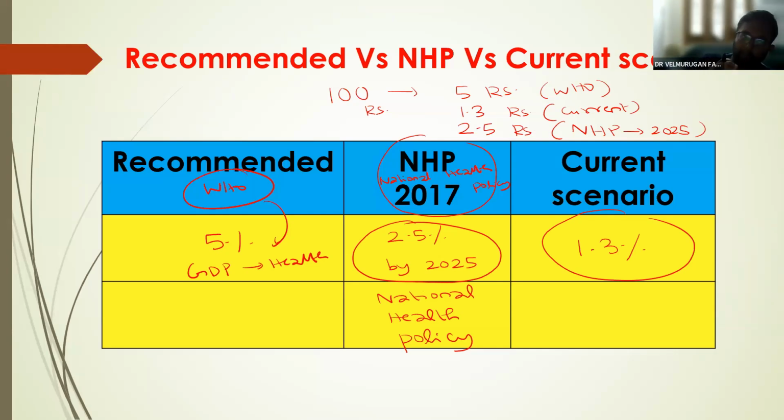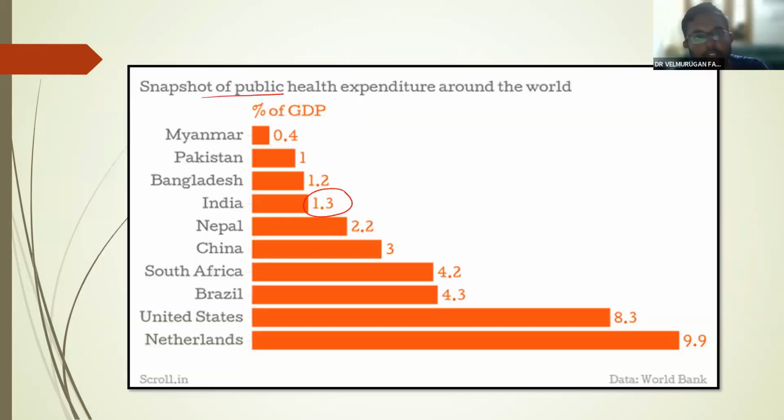But what is the WHO recommendation? We have to spend 5% of our GDP on health. That is the recommendation by the WHO. So we are recommended 5%, but we are currently spending only around 1 or 1.5%. So we are targeting to improve to at least 2.5% by 2027.